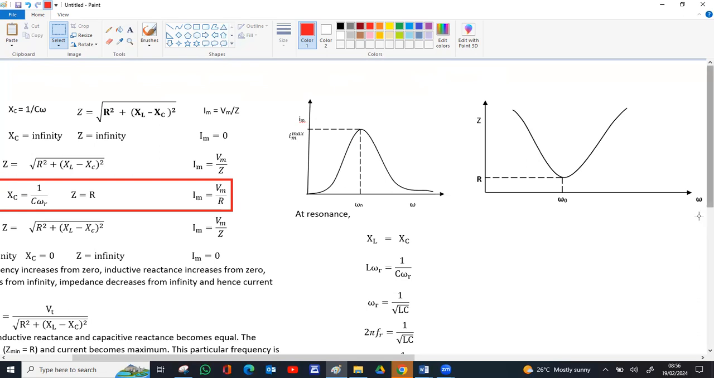So this is a direct theory topic. You need to learn that the factors deciding resonance are L and C, but at resonance the current is purely decided by R. And the condition for resonance is that inductive reactance has to be equal to capacitive reactance.